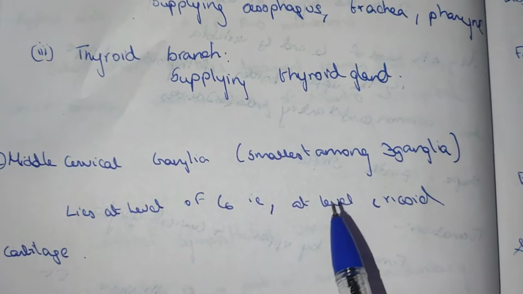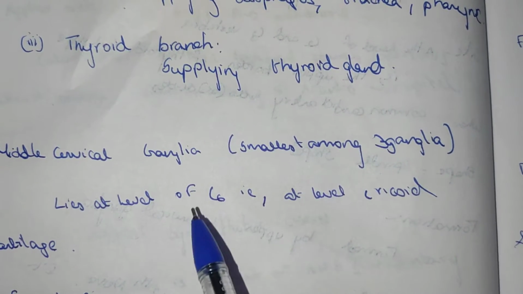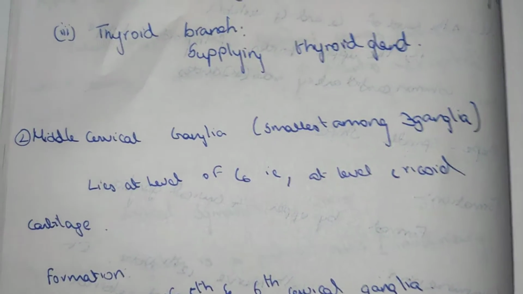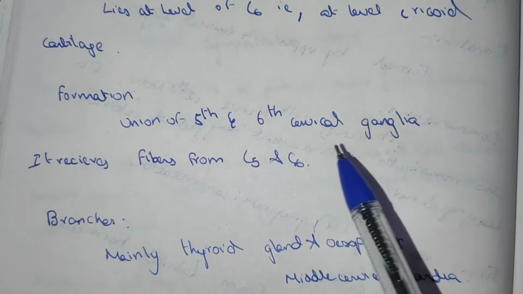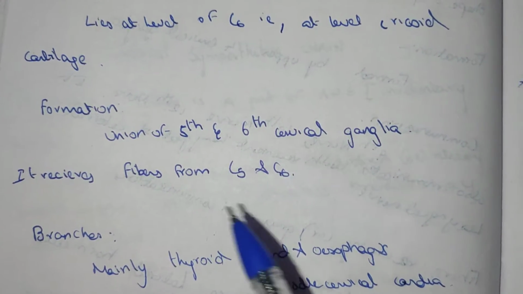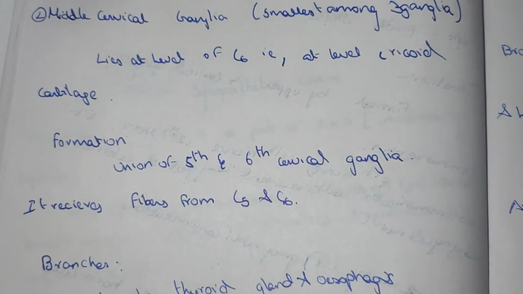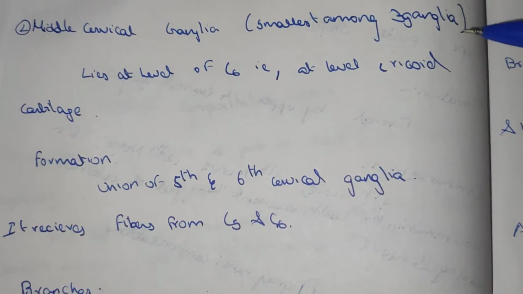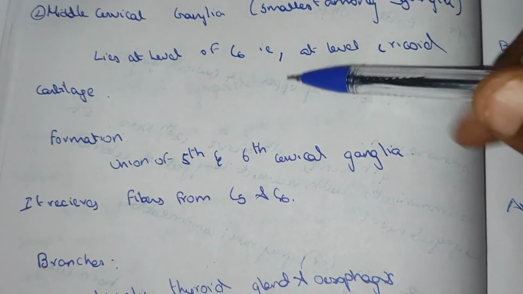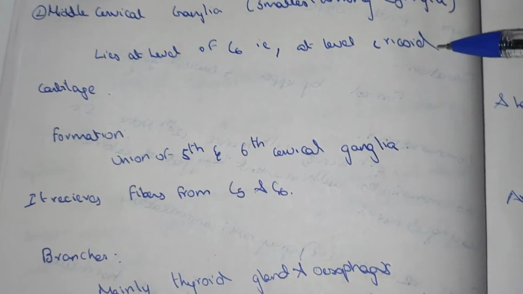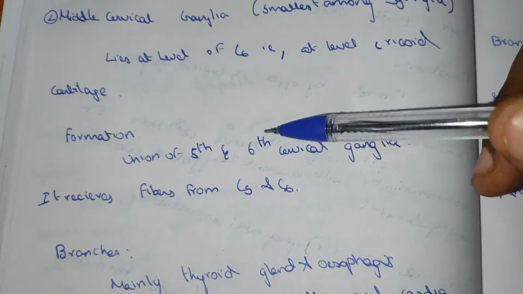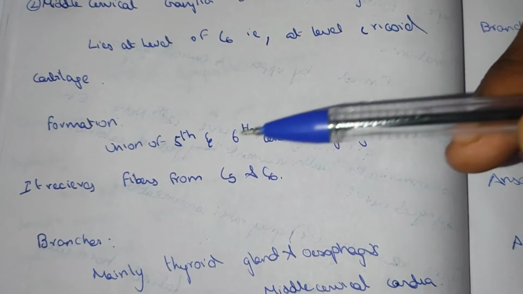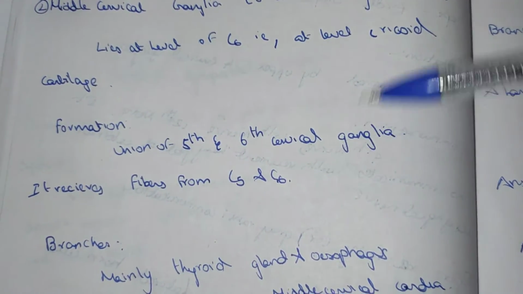The middle cervical ganglion, the smallest among the 3 ganglia, lies at the level of C6, just at the level of the cricoid cartilage. The formation is from the union of the 5th and 6th cervical ganglia, and it receives fibers from C5 and C6.